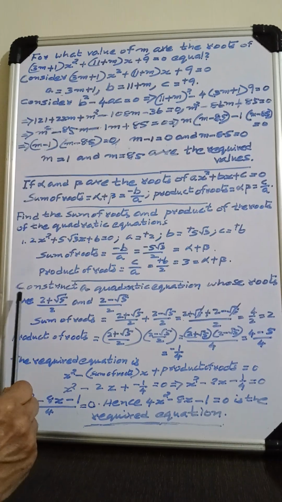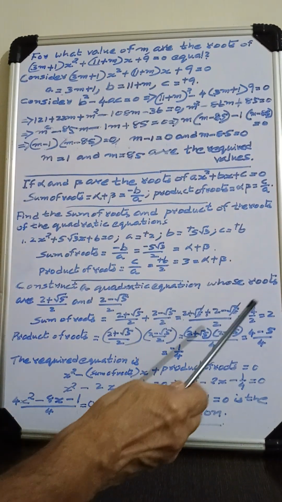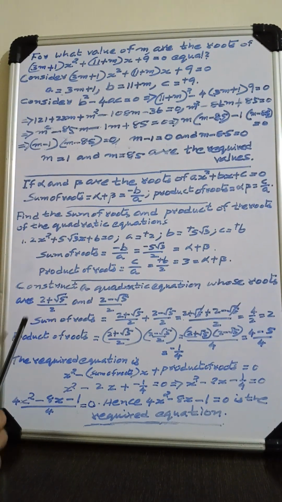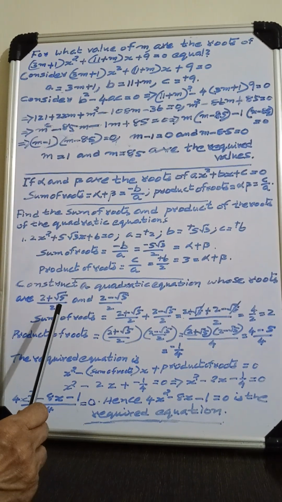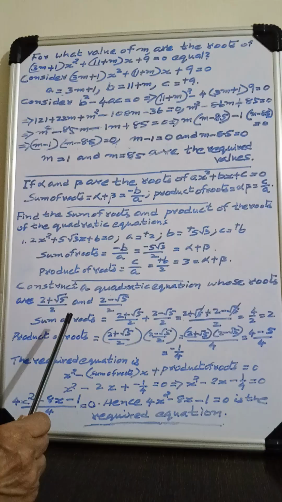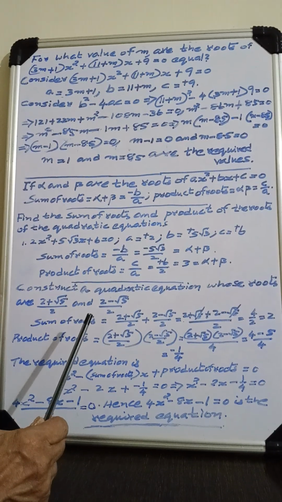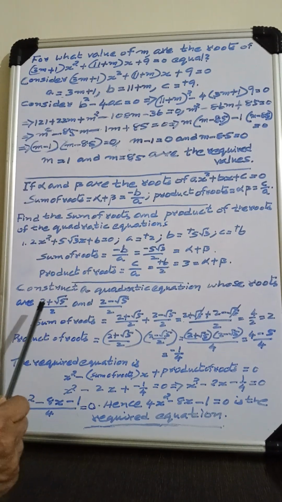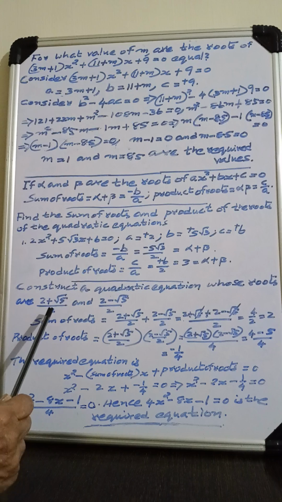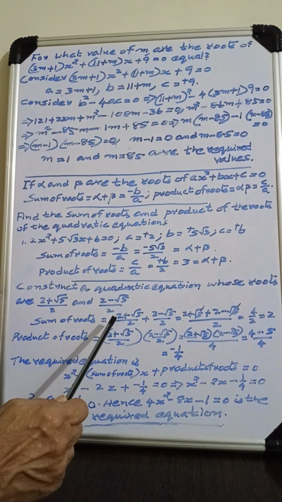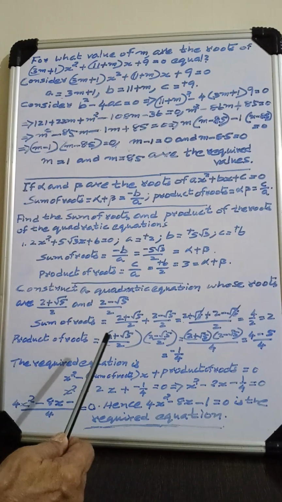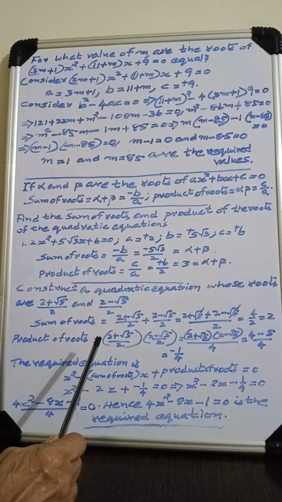Next question: construct a quadratic equation whose roots are (2 plus root 5) by 2 and (2 minus root 5) by 2. For a quadratic equation, we can consider two roots or two solutions. Here two roots are given, (2 plus root 5) by 2 and (2 minus root 5) by 2. From this, we have to construct the quadratic equation.